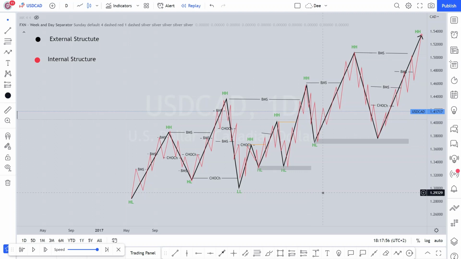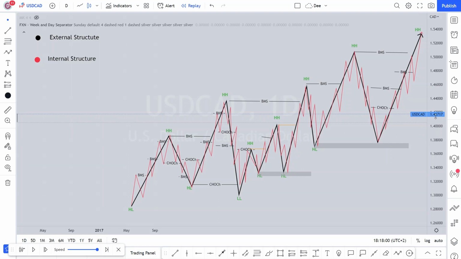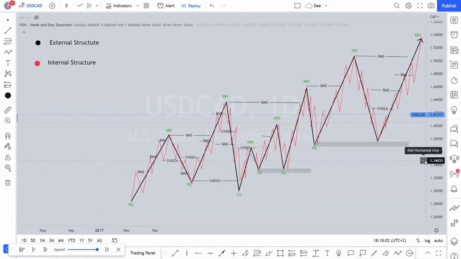So for now, we are done with the theoretical part of the external and internal structure. This is a bullish example of the theory concept of a bullish market structure. After this, we'll get into the more practical side of market structure, guys. See you in the next one.